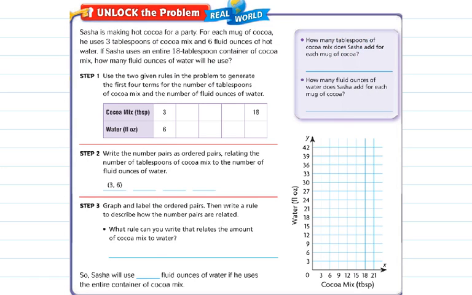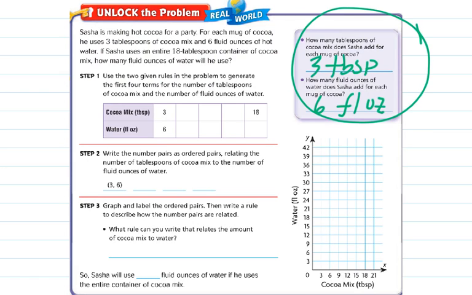It says, how many tablespoons of cocoa mix does Sasha add for each mug of cocoa? Well, we know that they said that he adds 3 tablespoons. Next question, how many fluid ounces of water does Sasha add for each mug of cocoa? We know that was 6 fluid ounces. So these are going to be key to starting our relationship, which we're going to represent in our function table. Step 1.